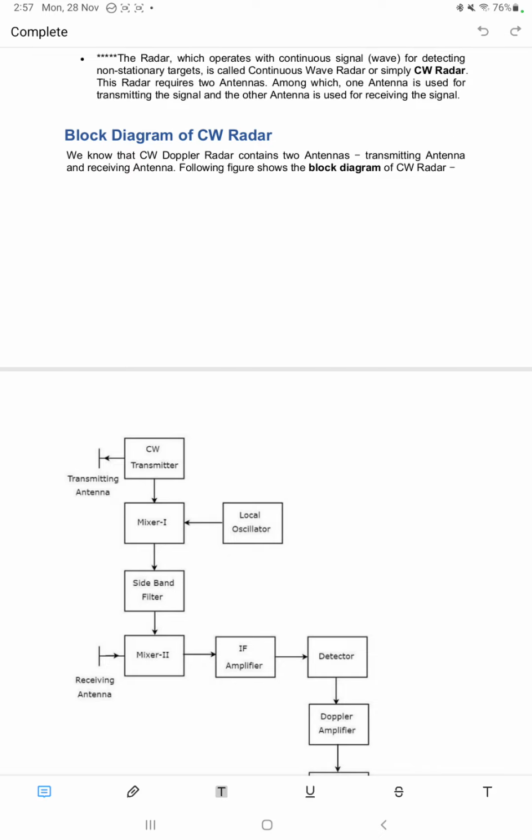This radar requires two antennas, among which one antenna is used for transmitting the signal and the other antenna is used for receiving the signal. Here now the block diagram of radar.